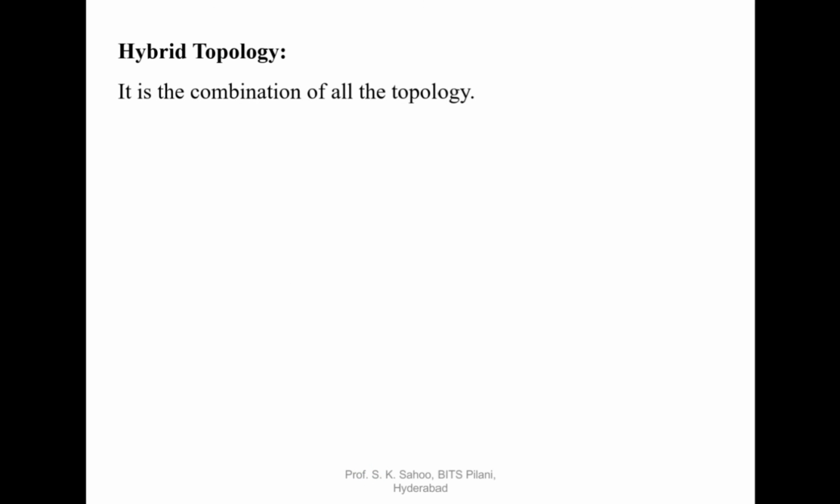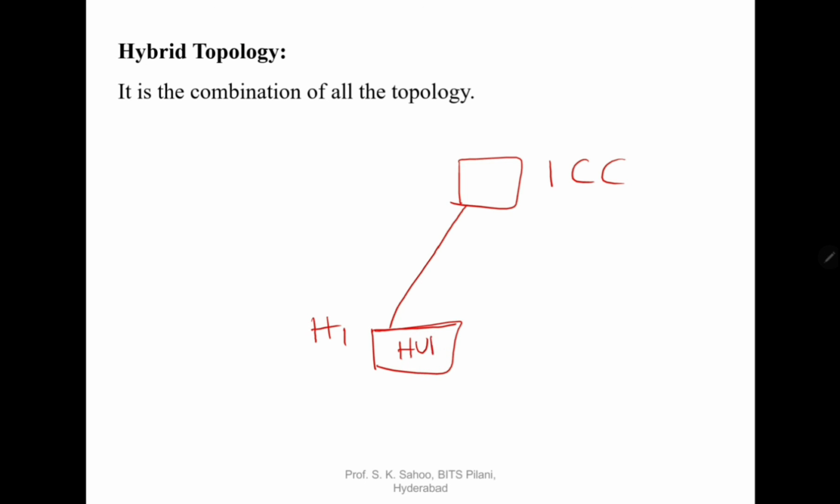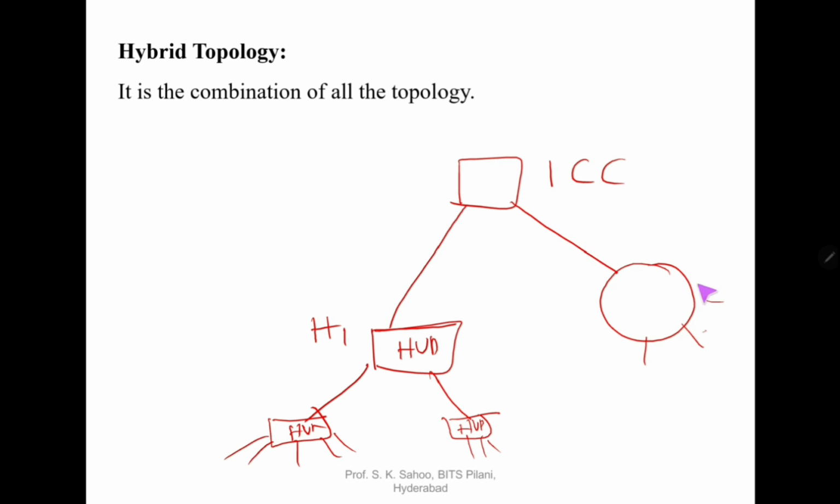Next is hybrid topology. It can be a combination of all the topologies. Let us say this is our Institute Computer Center, from which this is going to hostel H1. So here I can have a hub, from which I can have another hub. Here a number of devices are connected. This can also be connected to another ring topology. It is also possible. It can be connected to another ring topology. So this is a combination. This is typically considered a hybrid topology.